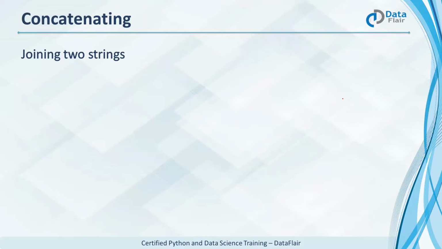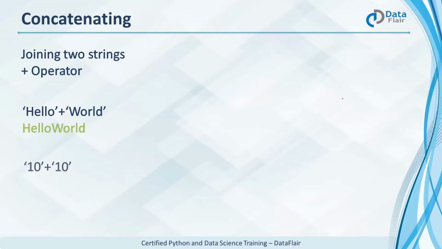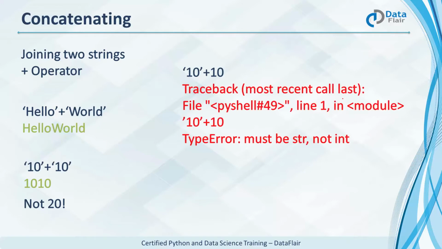Finally, we can also join two strings with the plus operator. If we join the strings hello and world, it gives us hello world. Joining strings 10 and 10 gives us 1010, because this is string concatenation and not integer addition. If we try to concatenate a string with an integer, it is a type error.